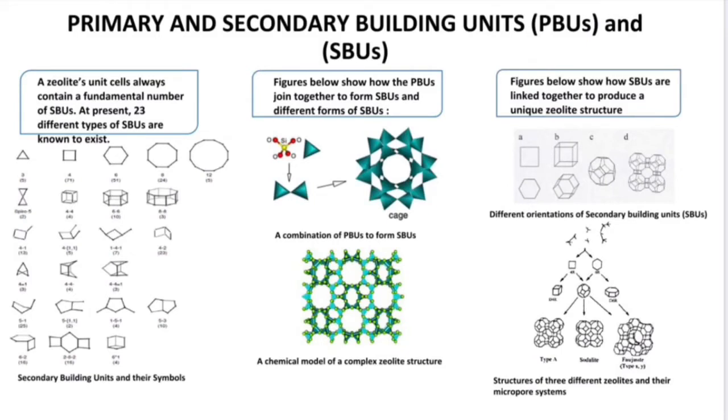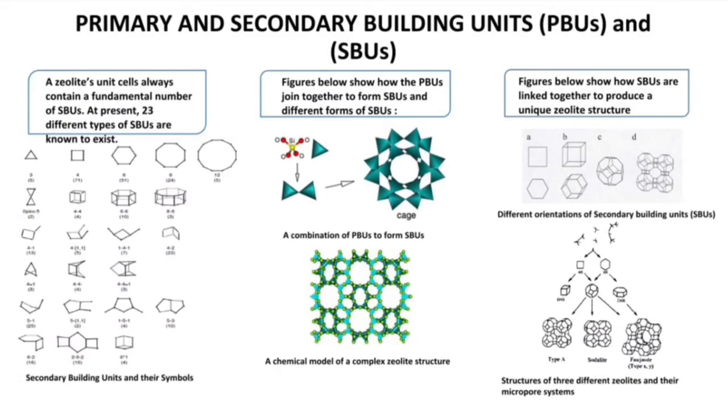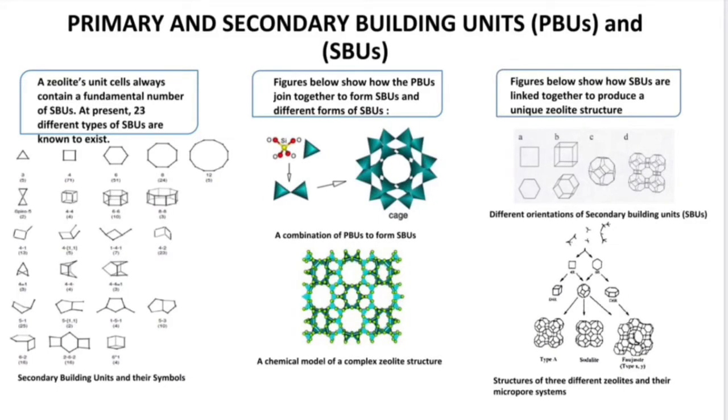So the cage structure happens when a combination of PBUs forms an SBU, alignment of which results in a cage structure. The next one is the chemical model of the complex zeolite structure. So as you can see, there are different sizes of holes, and those different sizes of holes are representing the channels and cages. Next, after the SBUs are formed, they will be linked together and form a unique structure of zeolite. So as you can see, A, B, C, and D are different orientations of secondary building units. The intersection of lines represents the center of tetrahedral cations. It can be either aluminium or silicon.